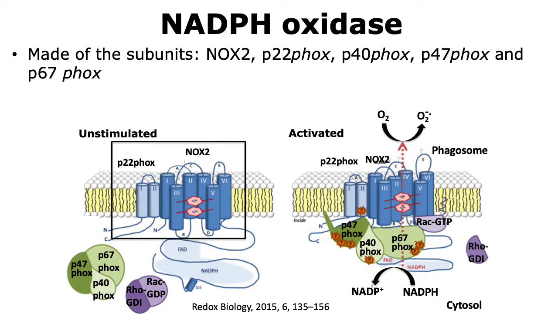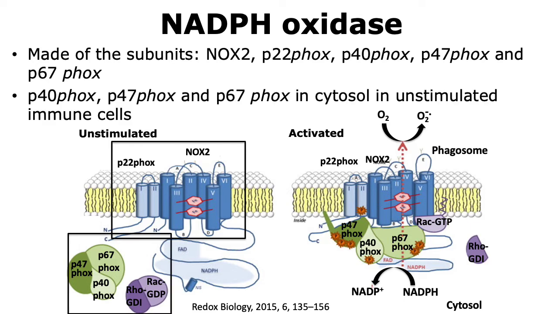In the unstimulated state, we have the different subunits of NADPH oxidase like NOX2 and P22-phox, and both of these, as we can see, are present on the membrane. The other subunits, which are the P40-phox, the P47-phox, and the P67-phox, are all present on the cytosolic side. However, they're not associated with NOX2 and P22-phox in the unstimulated state.